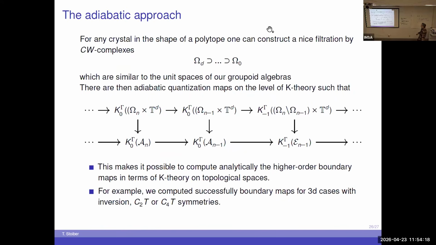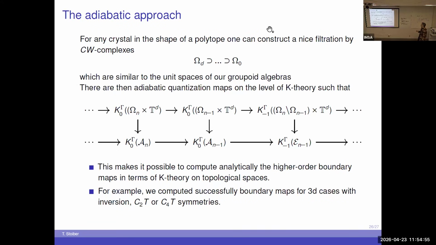So the trick that we came up with was what we call the adiabatic approach. It turns out that you can make a very nice approximation of these groupoid algebras by just using commutative algebras that capture the topological spectrum. Similar to the way that we constructed our algebras for infinite crystals by gluing together patterns, we can similarly glue together something which looks like these algebras, but they're just CW complexes glued together.